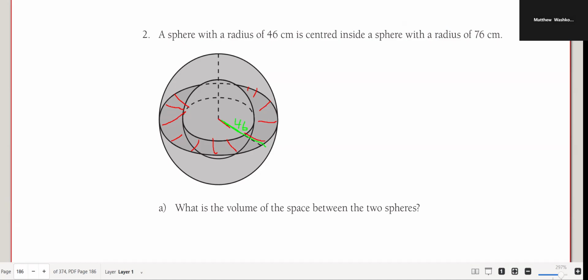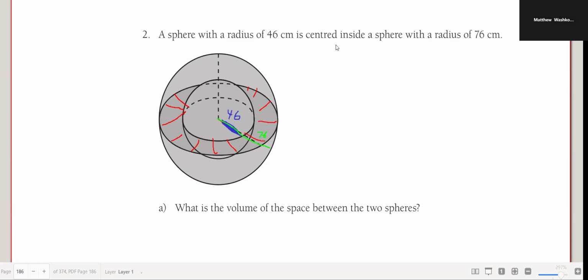Oh, sorry, I've made a mistake. So read the question fully before you start jumping into it, right? So this sphere is 46 centimeters, and the total of it is 76. And I want to try and find the space in between this. So I want you to think, how could you possibly do that? Once you do it, write it as that really easy formula. Like, for example, you remember before, it's rectangle plus square plus triangle. Do something like that.